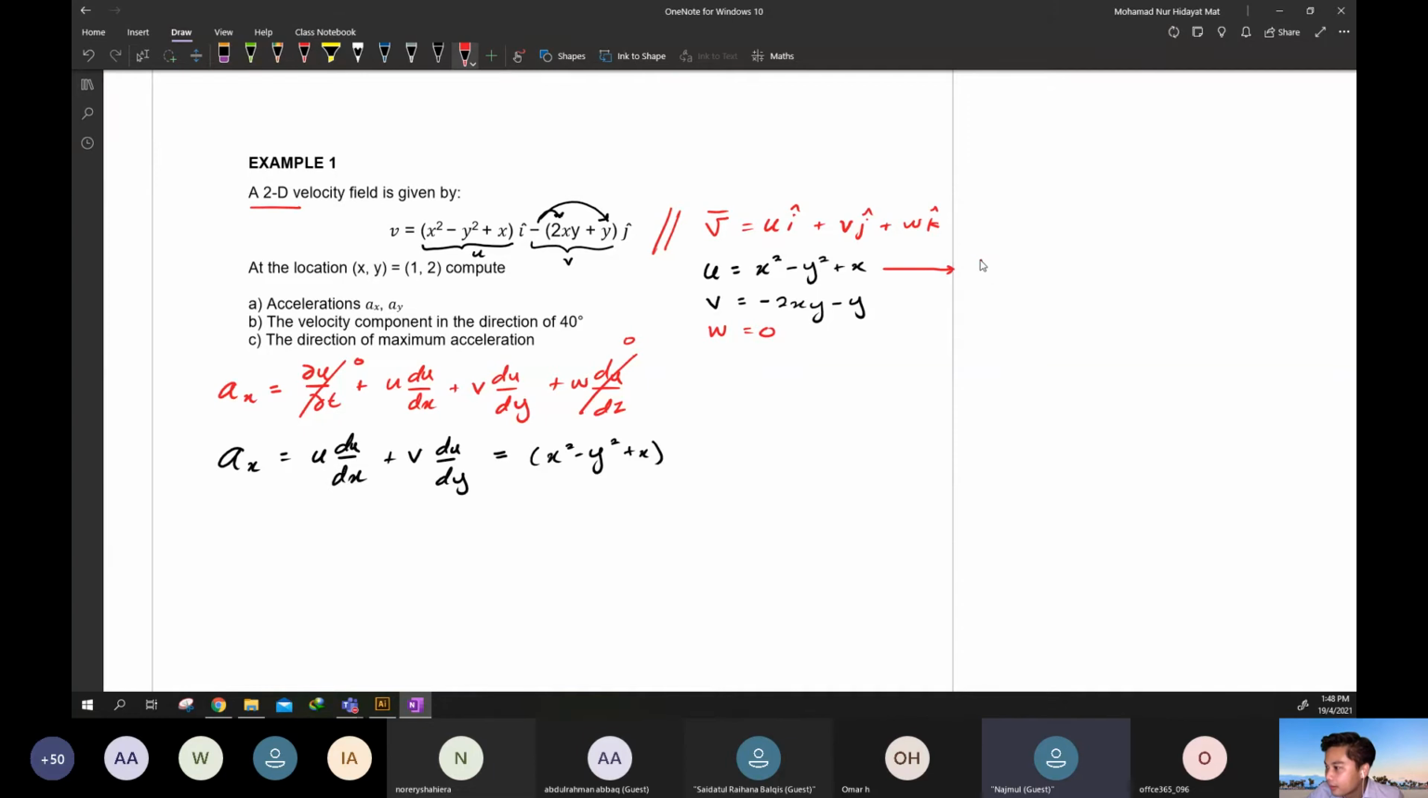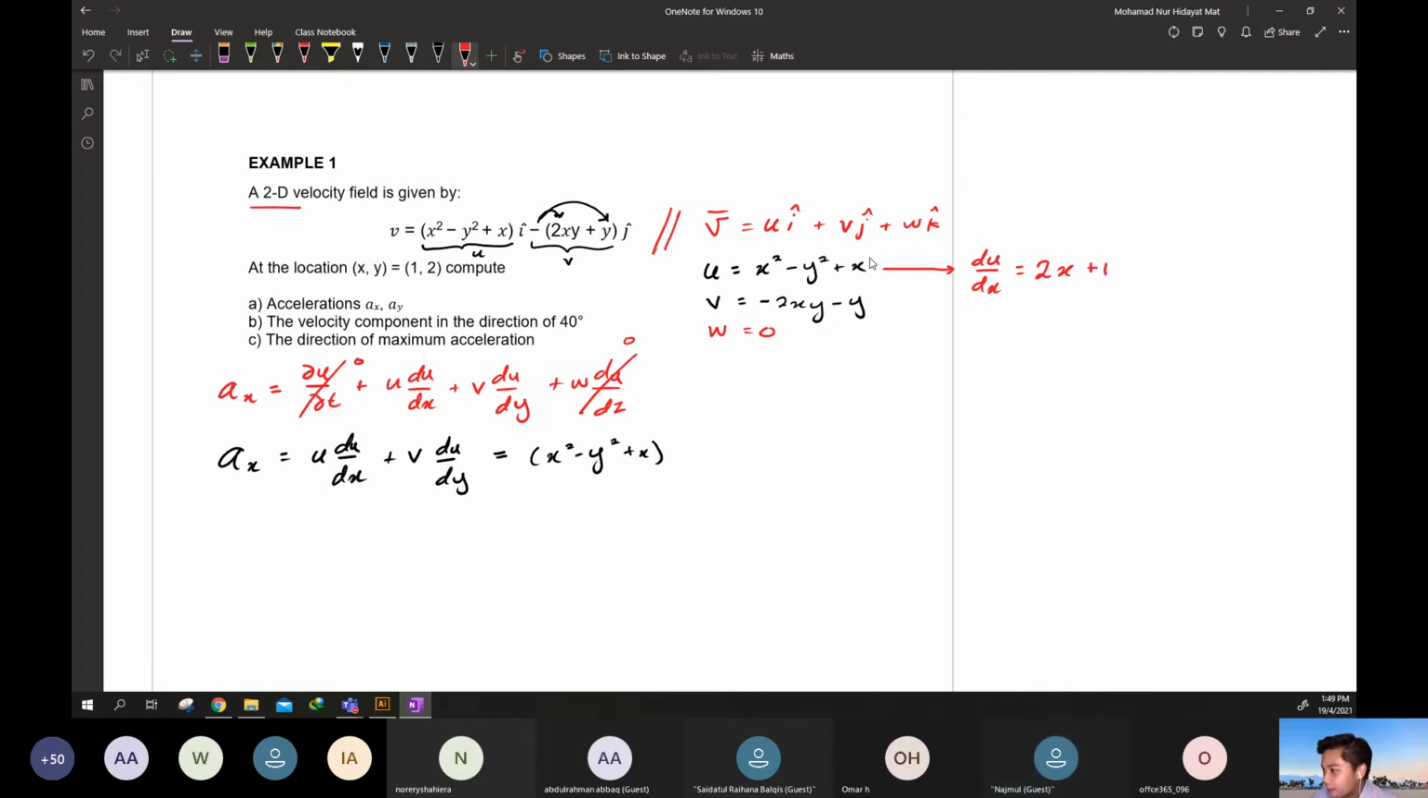Differentiate u with respect to x for the term. Yes, du over dx. What do you get? 2x. Are you sure 2x only? Yeah, the others are 0. So it is 2x plus 1.